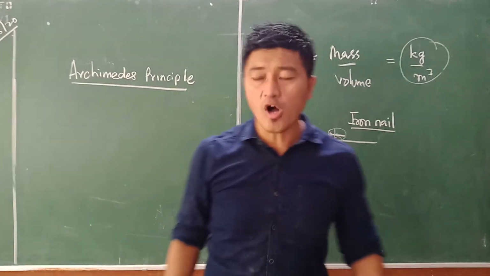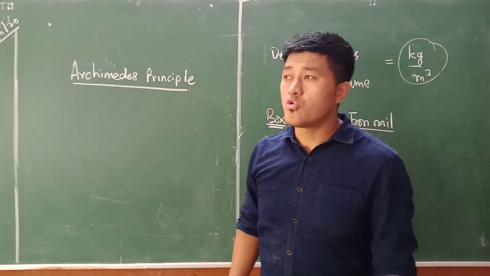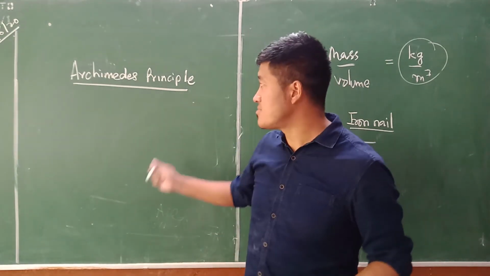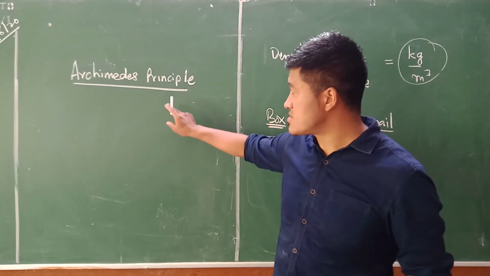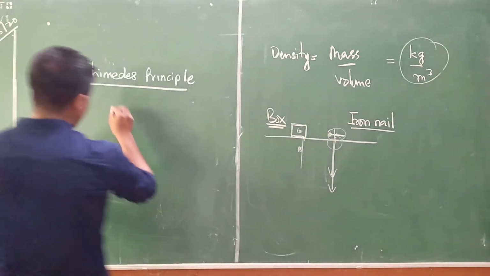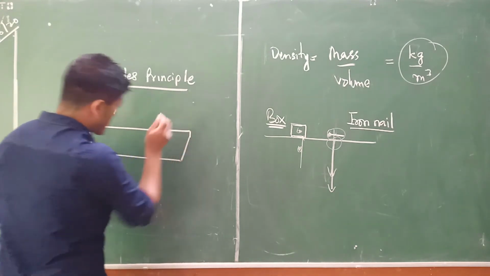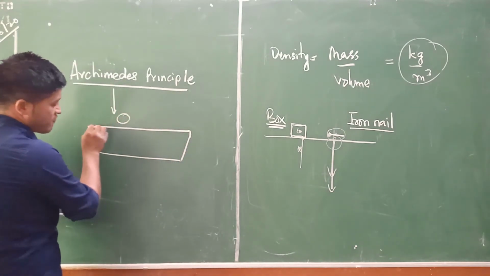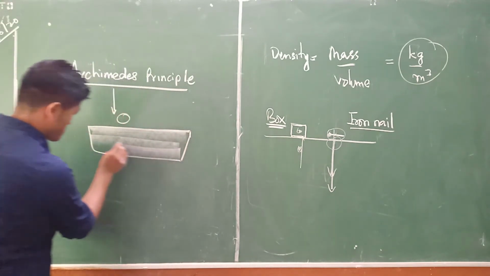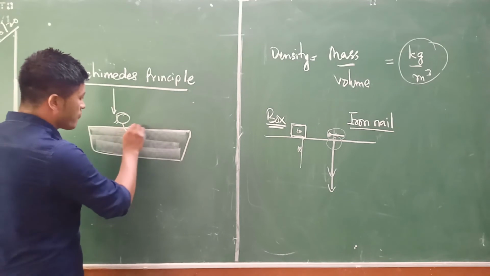Now, Archimedes is a great scientist who made one particular theory which we call the Archimedes principle. According to this theory, one day Archimedes was bathing in a bathtub which is full of water. Let's say Archimedes went into the water.